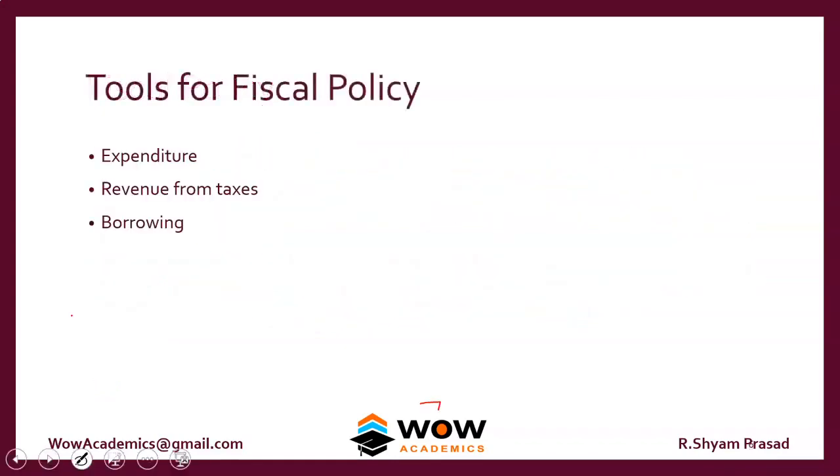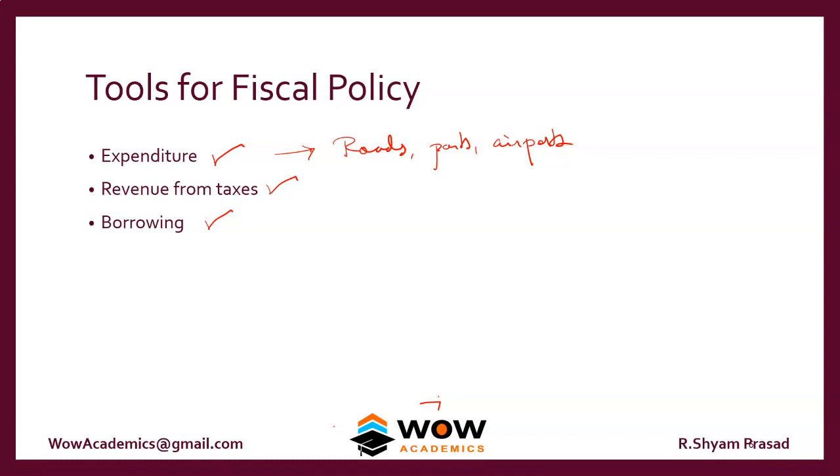So how does the government influence the macroeconomic goals? They do it through expenditure, revenues, and borrowings. Expenditure, in the sense, the government will build a lot of roads, ports, or airports. By spending on all these kinds of infrastructure facilities, the government pushes money into the people's hands, and it also helps to achieve the social objectives of a country.